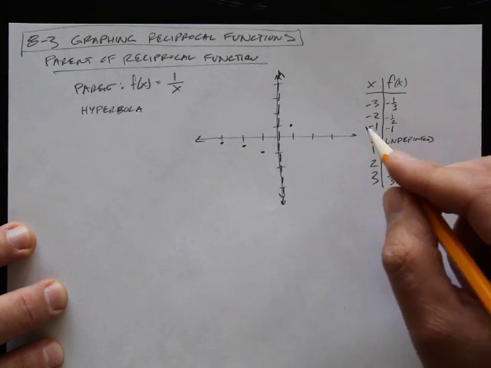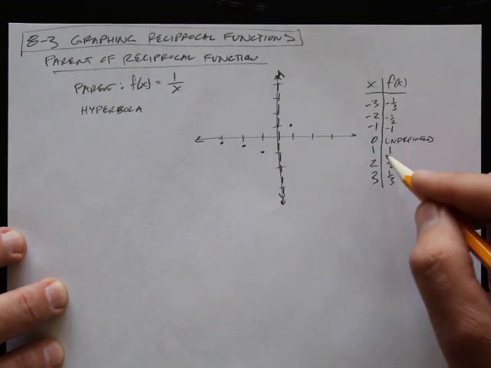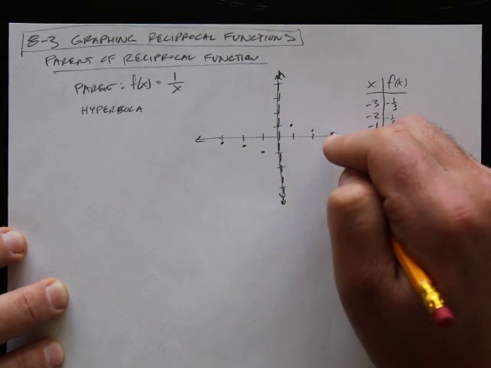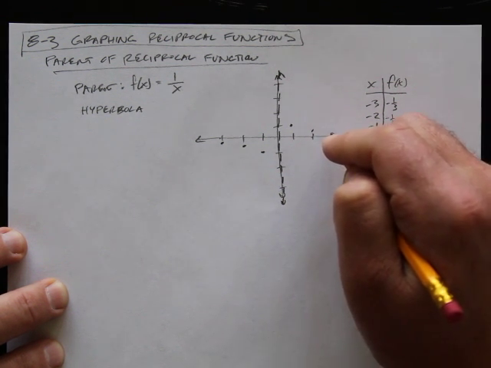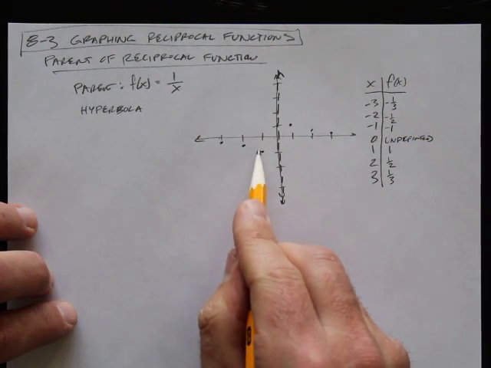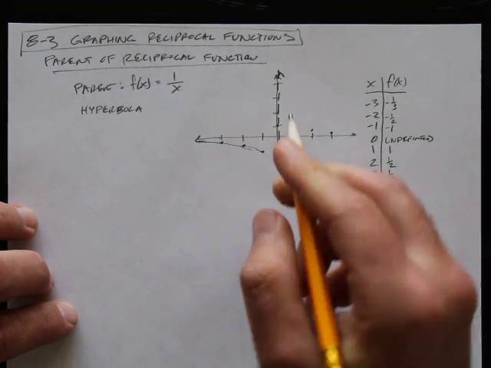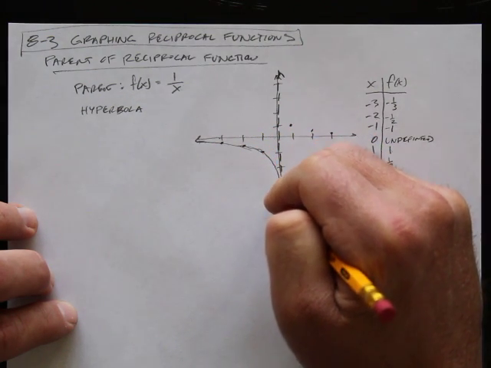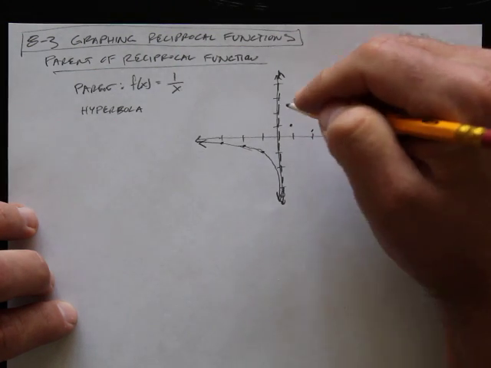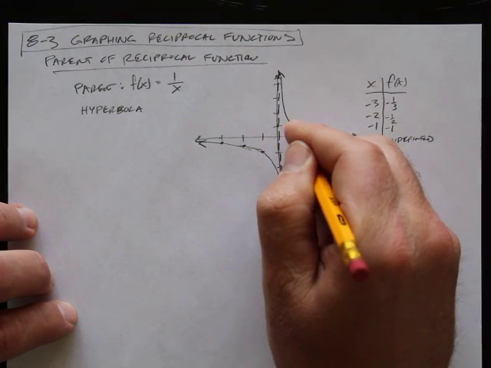Oh, am I missing something? Okay. No, we're not. We're fine. Oh, that's what I'm missing. Yeah, we're good. 2, 1 half. And 3 and 1 third. There we go. Okay. So the way this looks here, see how this is kind of going like this? Goes like this. This graph looks like this. It goes closer and closer to that x equals 0, but never gets there. Same thing with this one. Goes like this and goes like that.